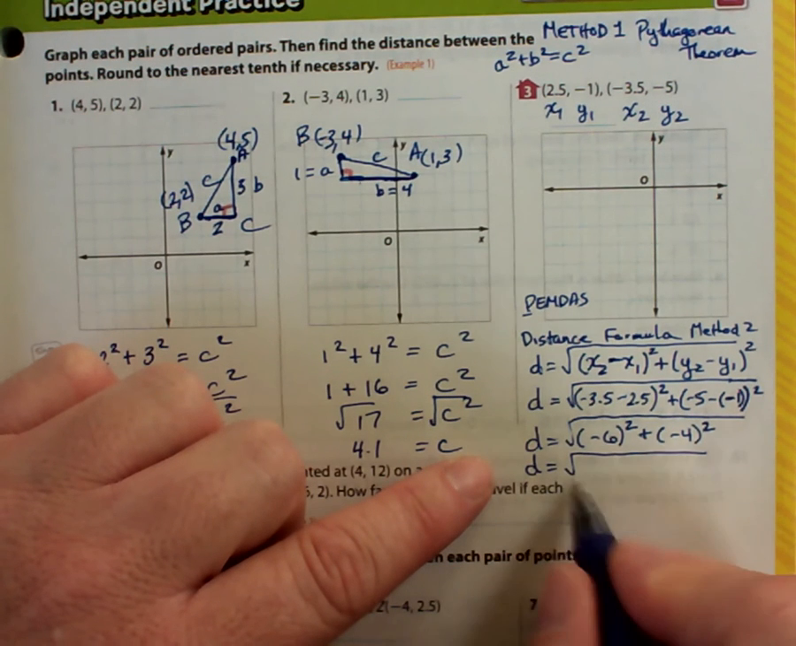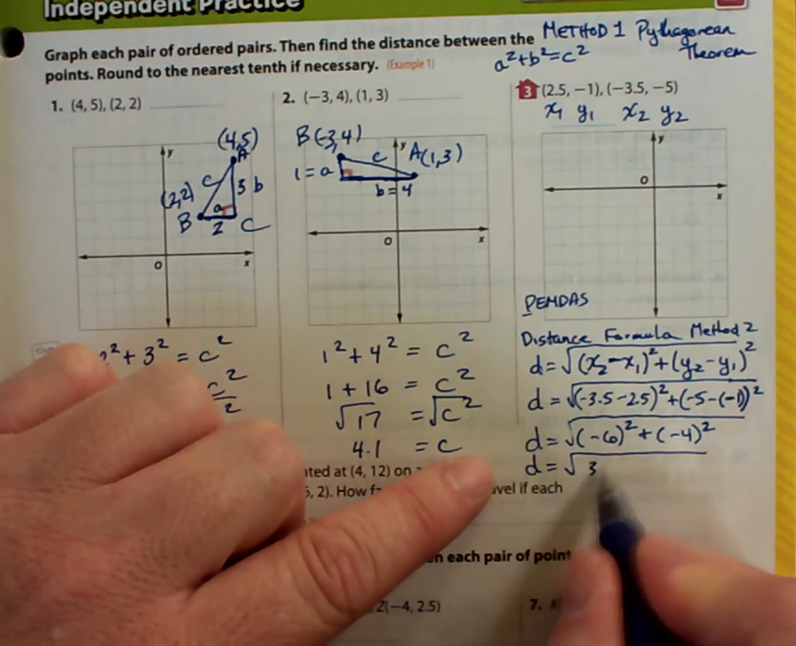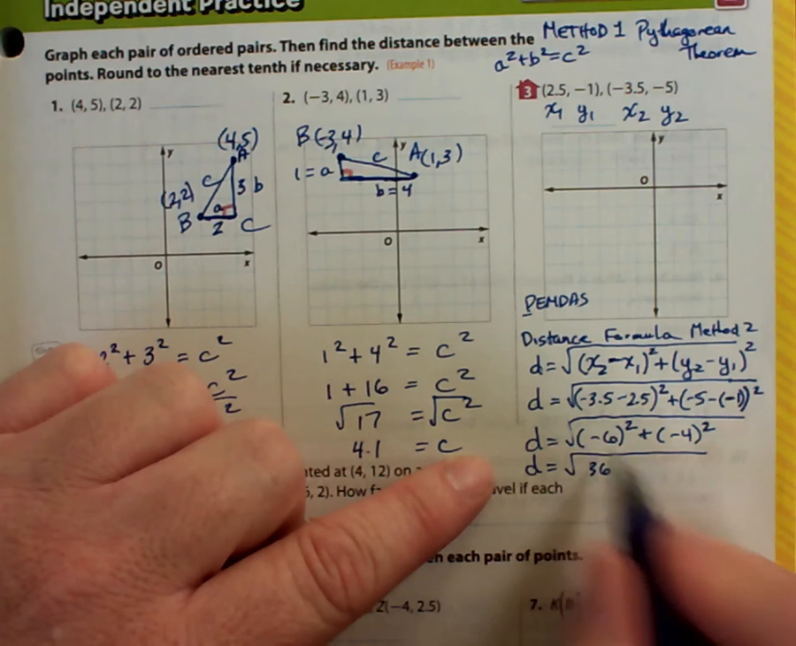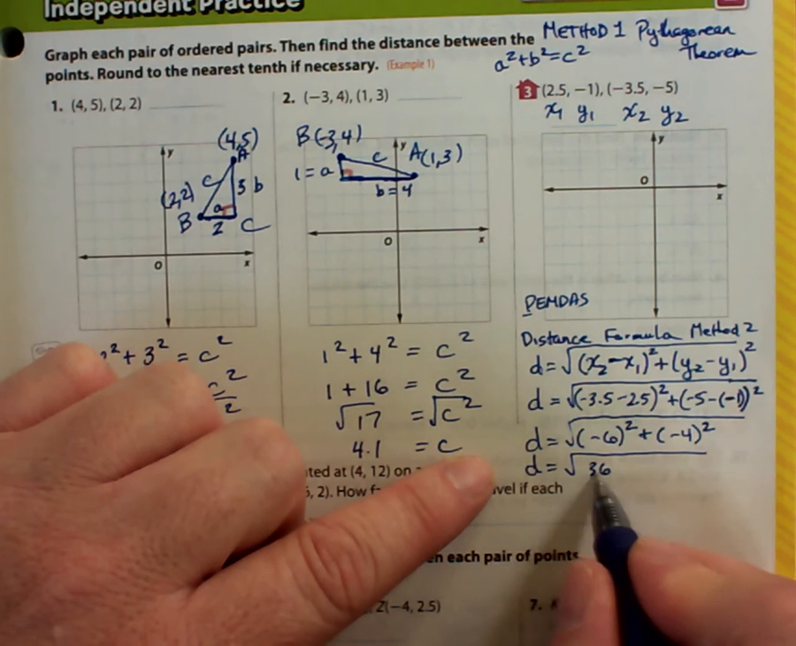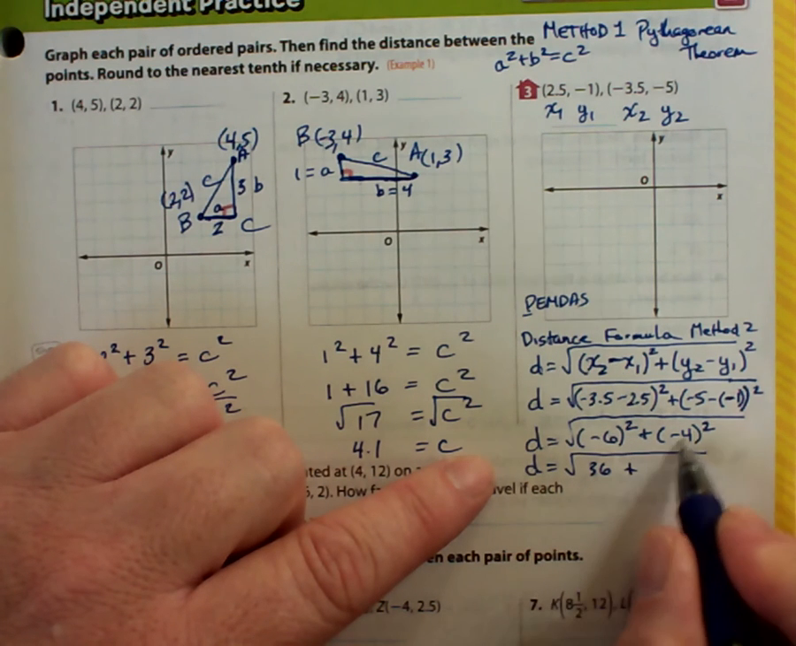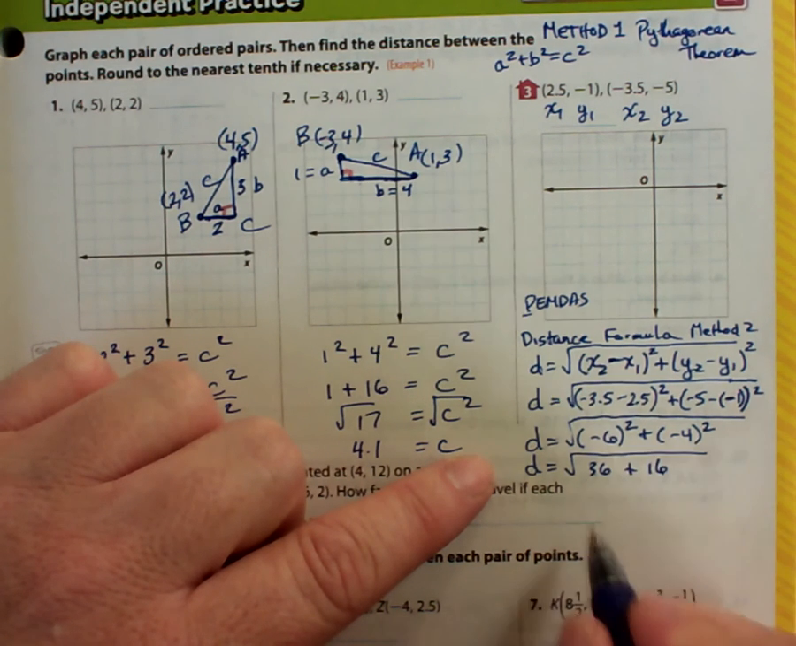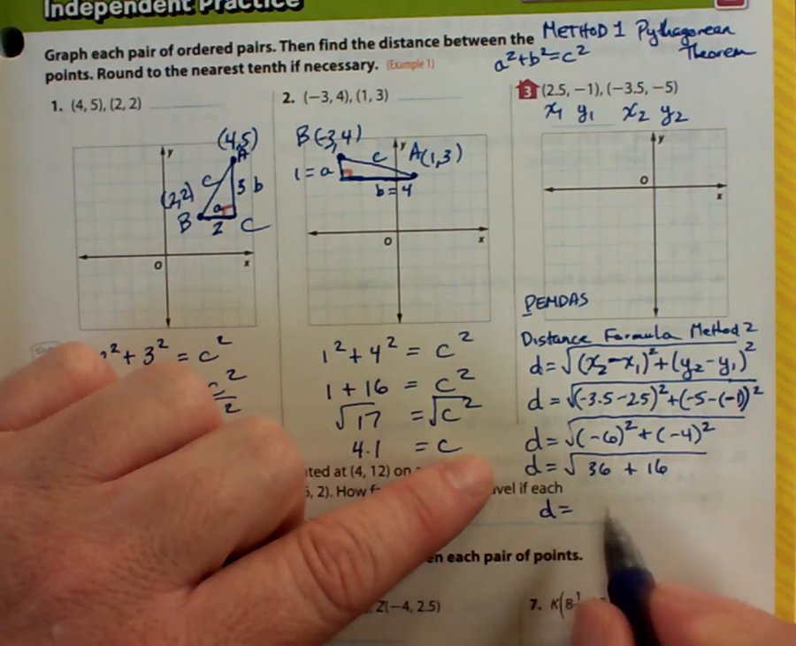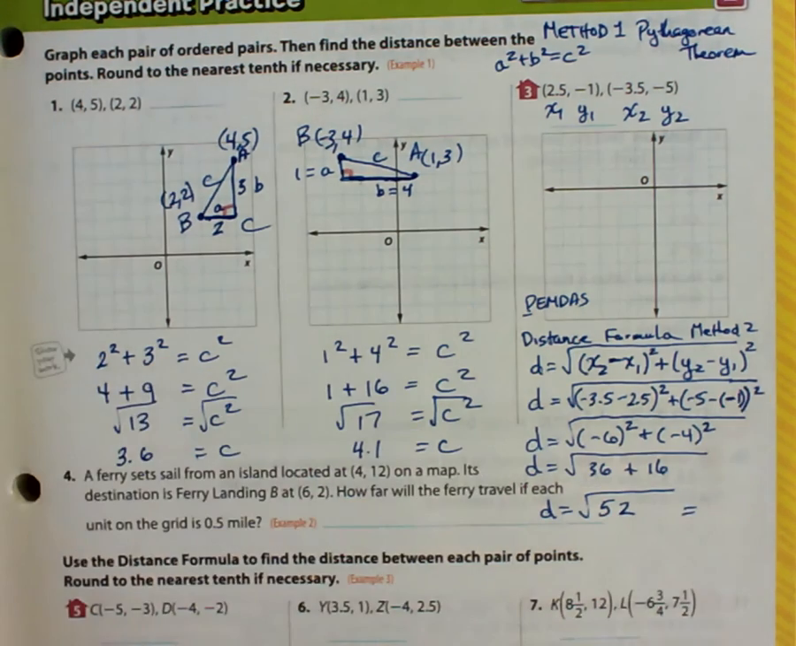Now I have my square root. This is 36, positive, because negative 6 times negative 6, two negatives make a positive. Negative 4 times negative 4 is positive 16. D equals the square root of 52. And now I need to use a calculator for that.